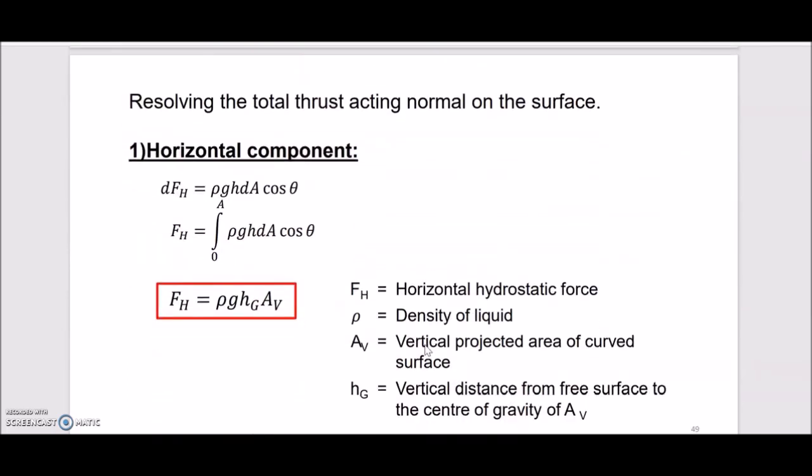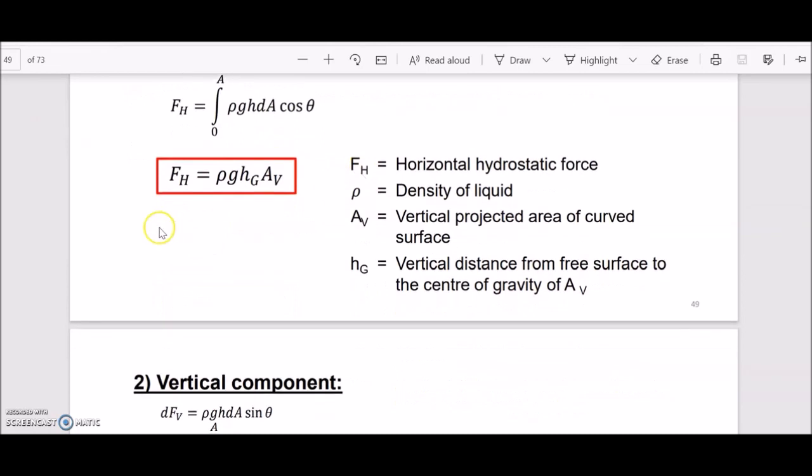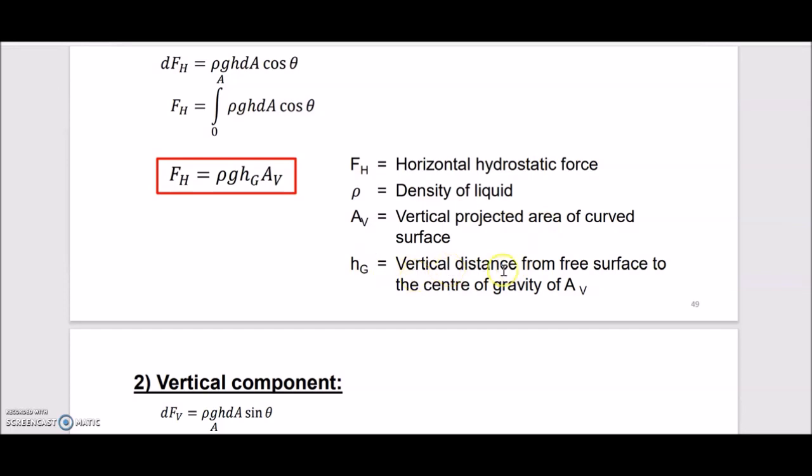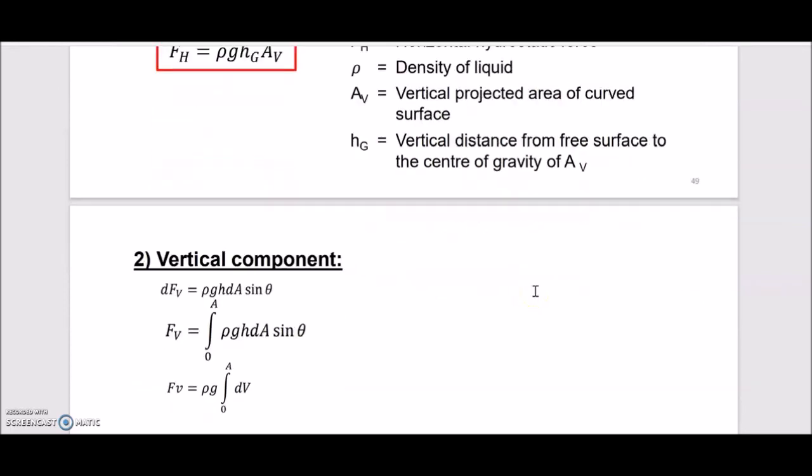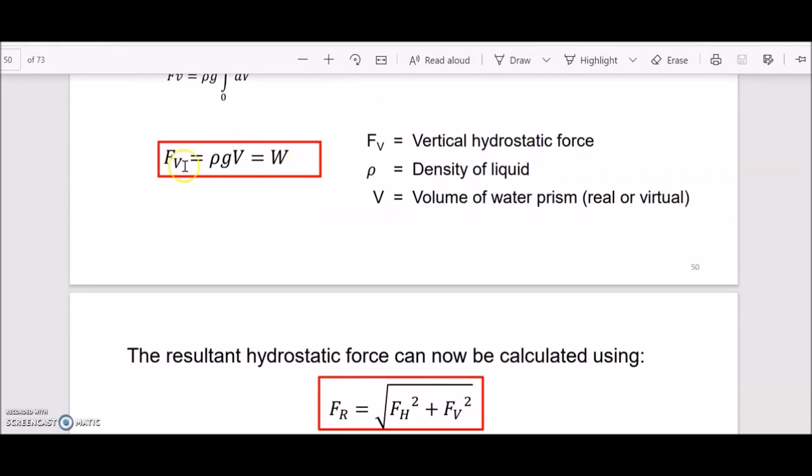So let's look at how to get the horizontal component. FH equals rho g hg AV, where FH is the horizontal force, rho is density, AV is the vertical projected area of the curved surface, and hg is the vertical distance to the center of gravity. For the vertical component, the vertical hydrostatic force Fv equals rho g V, where rho is the density of fluid and V is the volume of the water prism.